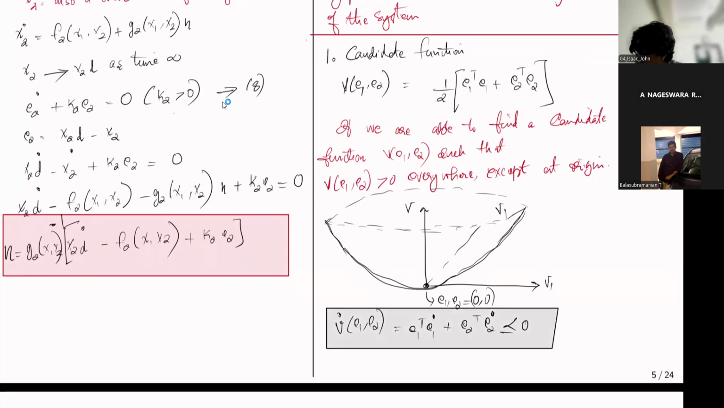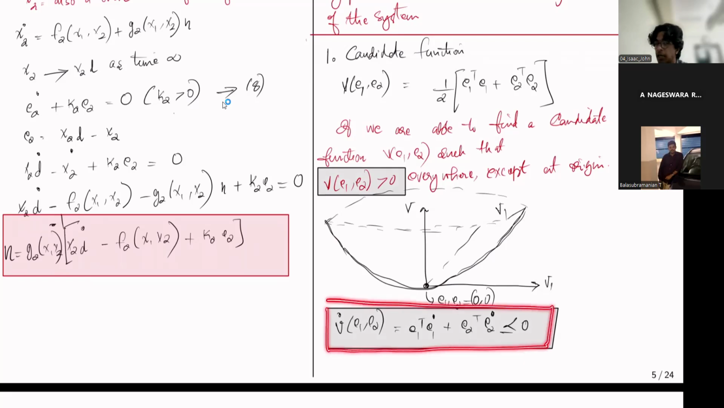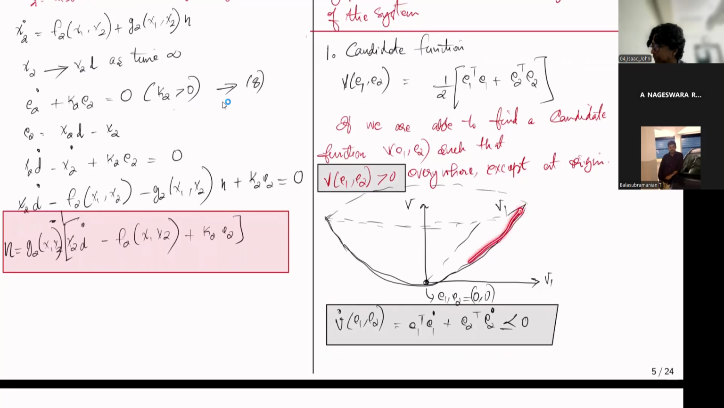Right? So the first condition is, you have to find a function that is positive everywhere except at the origin, and the derivative of that function should be less than 0 everywhere except at the origin. So as you can see, if you drop a ball or an object here, the point of stability would always be at the origin. Even if you drop something over here, due to this negative gradient or negative slope, it would always tend to come to this origin.